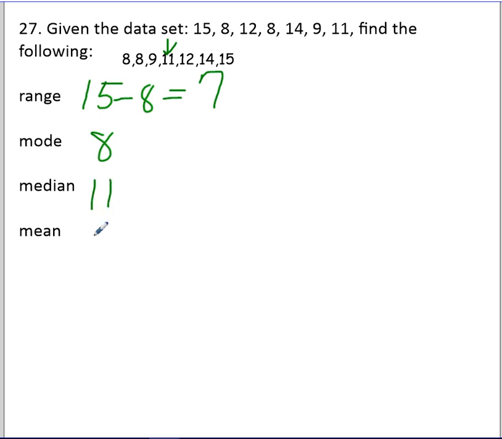Our mean is our average. We add them all up. So 8 plus 8 plus 9 plus 11. So I'll just put sum here instead of writing all those numbers again. And we're dividing it by 7 total. And we add all those together. We get 77 as our total. So 77 divided by 7 gives us a mean or an average of 11 as well.